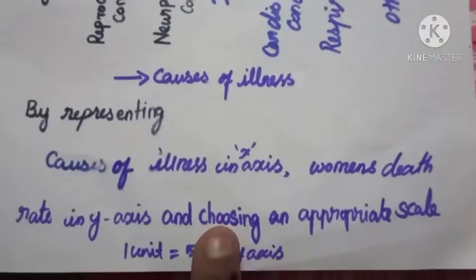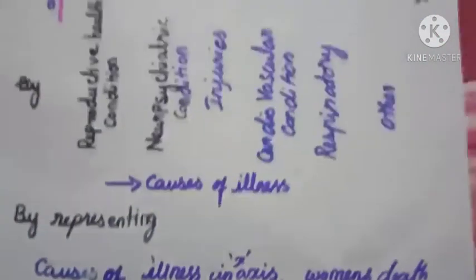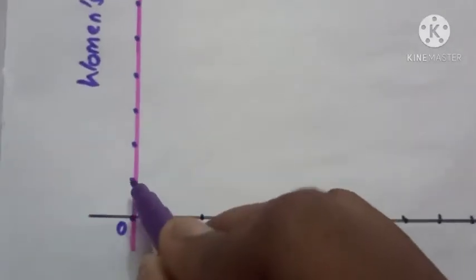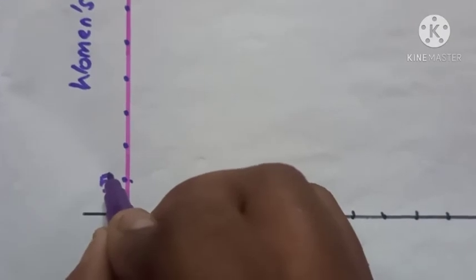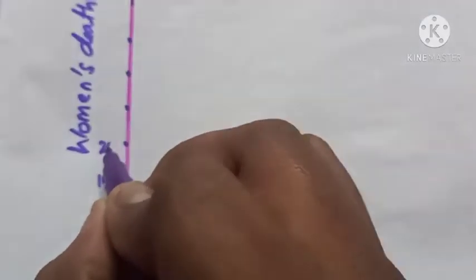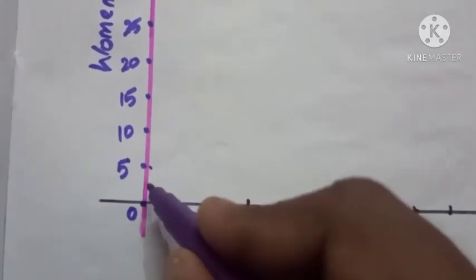Another thing: you can say 1 unit is equal to 5 percentage for the y-axis. So from 0 to this one is 1 unit, which is 5 percentage of the death rate, and then 10, 15, 20, 25, 30, 35, 40, 45. In between 0 and 5 it becomes 1, 2, 3, 4, so 1.1, 1.2, whatever it is, we can take it.